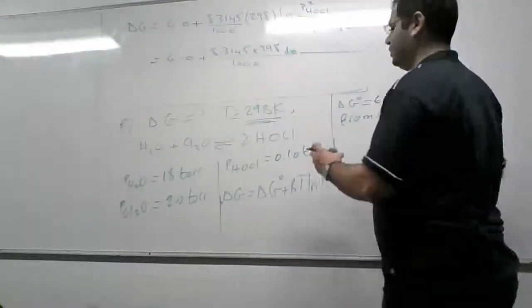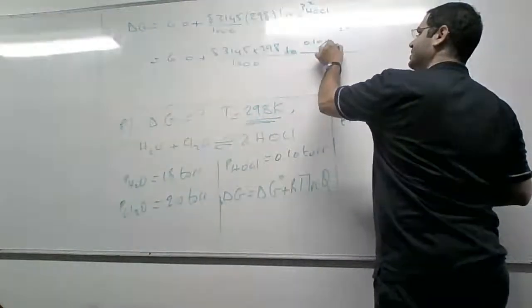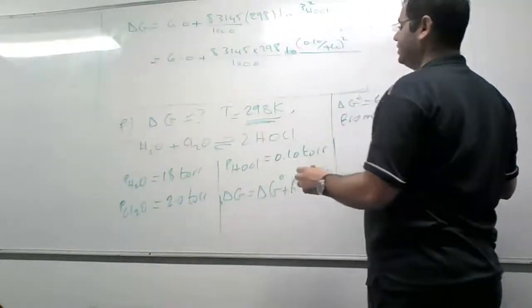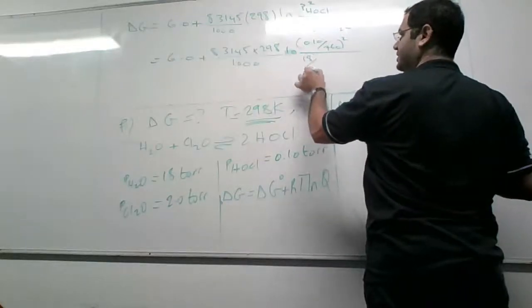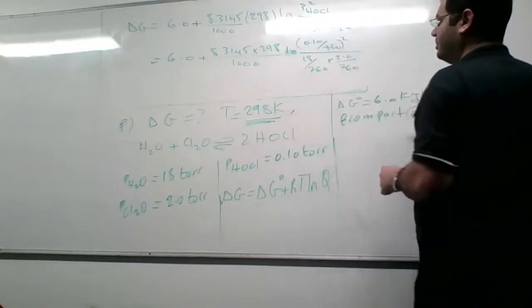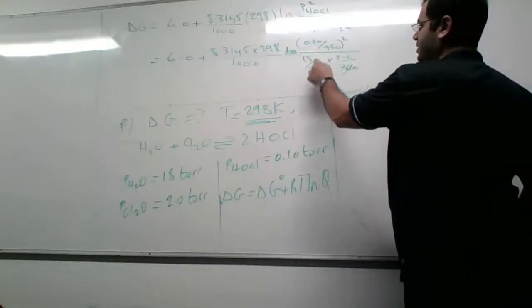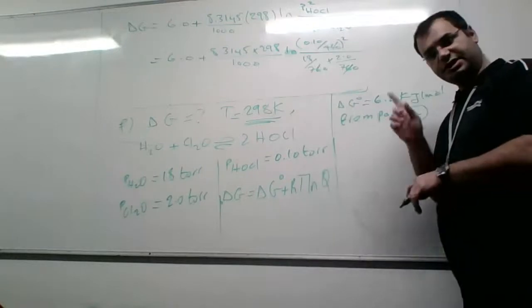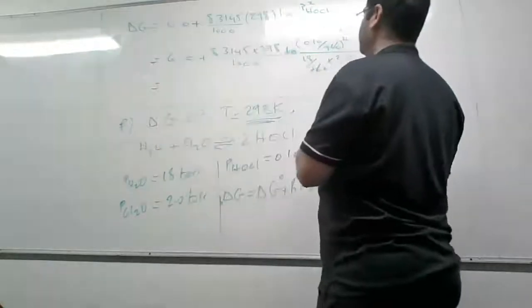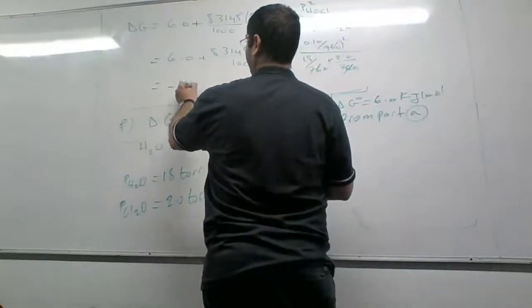You're absolutely right. So in here, HOCl, I have 0.1 divided by 760, squared. And then for H2, you get 18 over 760 times 2.0 over 760. The 760 will cancel out, right? This 760 is squared, those ones will cancel out. In this exercise, use your calculator to finalize the answer. And then you will get minus 14 kilojoule.